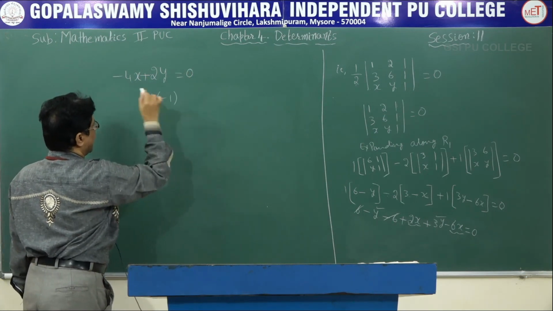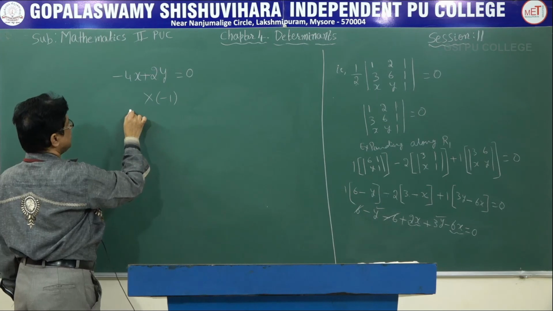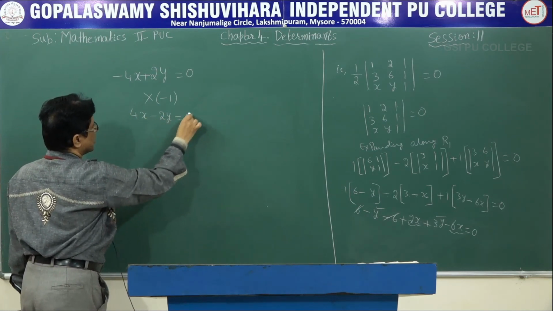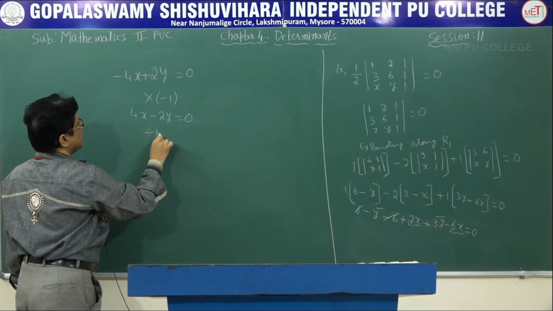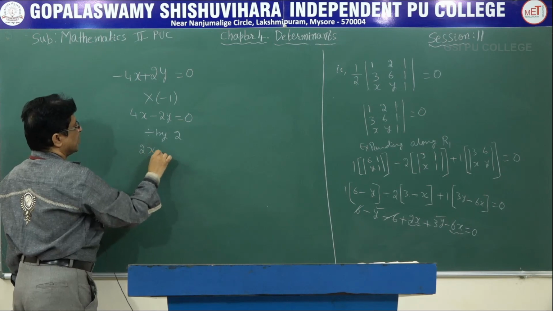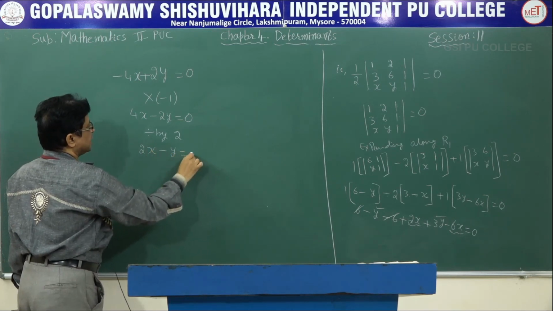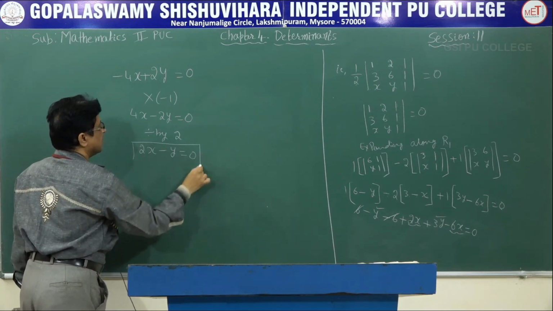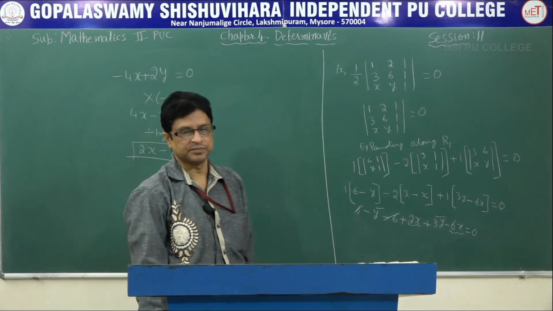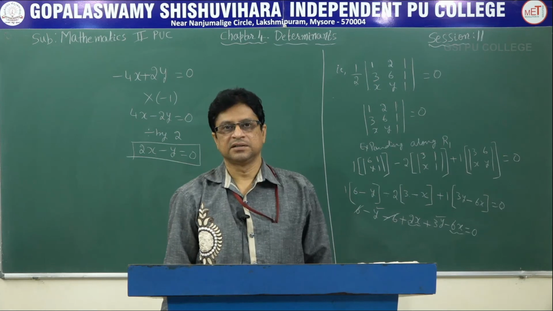Multiply by minus 1. 4x minus 2y is equal to 0. Dividing by 2. 2x minus y is equal to 0. This is the equation of line.